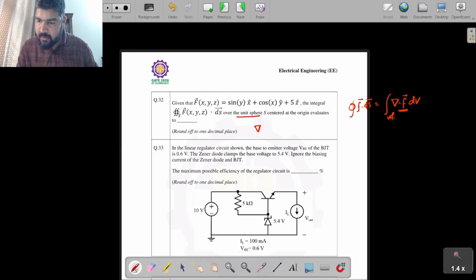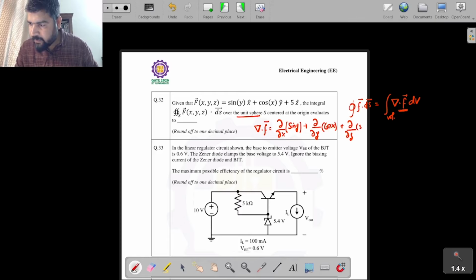So divergence of f will be equal to del by del x of sine y plus del by del y of cos x plus del by del z of phi. Okay, this is 0, this is 0, and this is 0. So you can say that divergence of f is 0. If divergence of f is 0, then the closed surface integral will also be 0. Answer is 0. Okay, so this was question number 32.